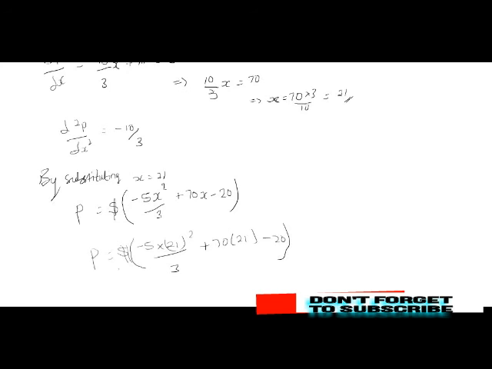This is our p. So when you calculate this using your calculator, it simplifies to $715. And that's your final answer.